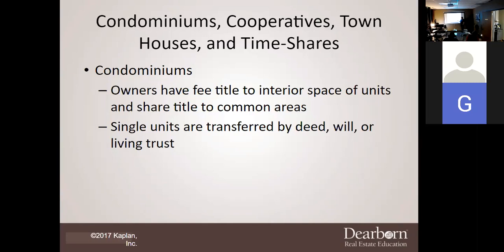So a single unit is going to be what type of property, Wyatt? Real or personal? This is where you should know that stuff. Transferred by the deed makes it personal, right? So when you go to the grocery store, you get a deed? So it's what?